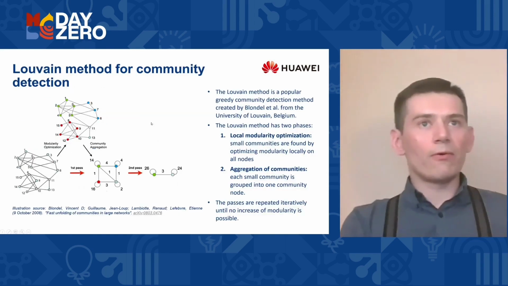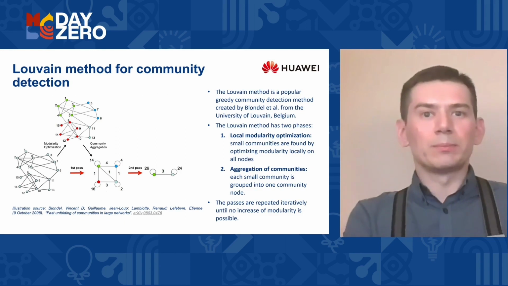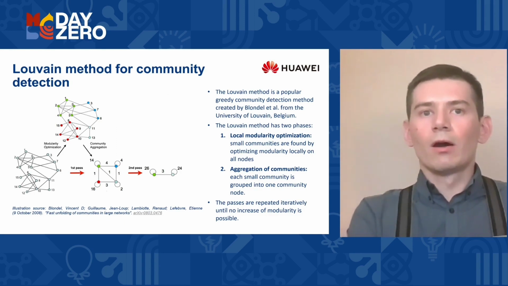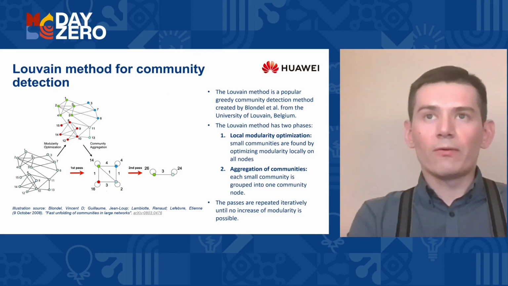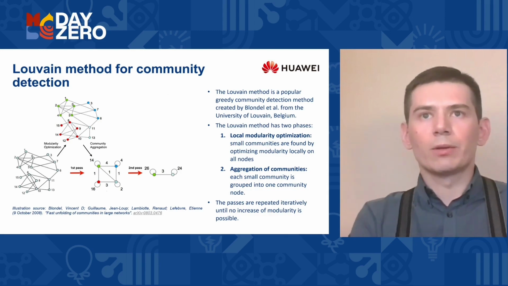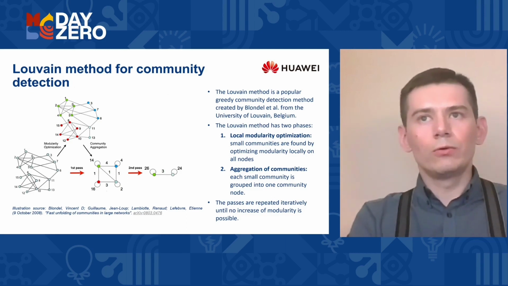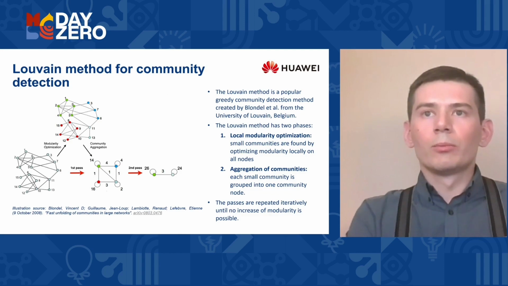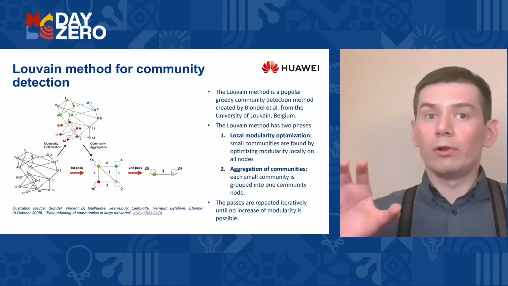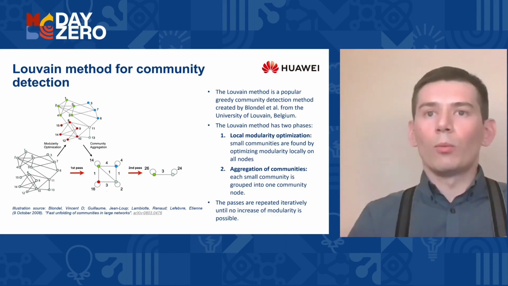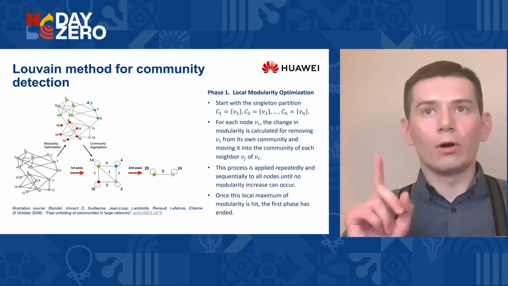Another popular method is the Louvain method. And personally, I think that many participants might have chosen this method for their solutions. The Louvain method is a very popular greedy community detection method created at the University of Louvain, Belgium. And it has two phases. First is local modularity optimization, when small communities are found by optimizing modularity locally on nodes, and then communities are aggregated. So each small community is grouped into a community node.